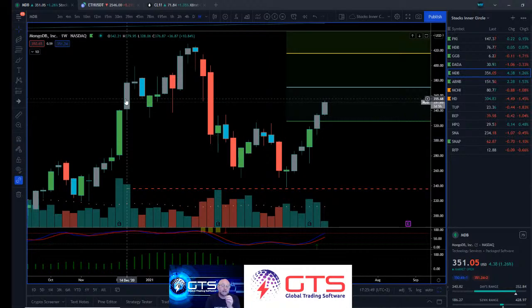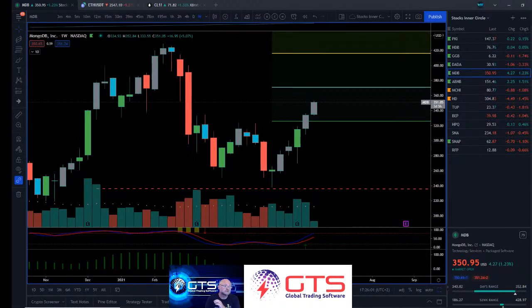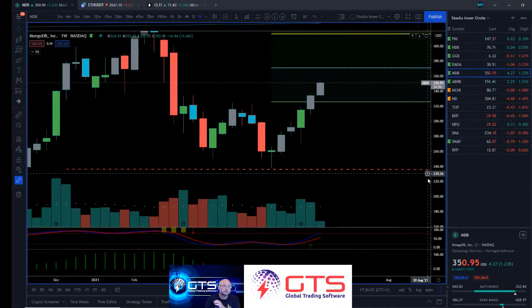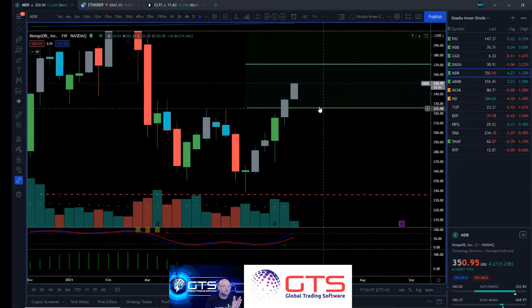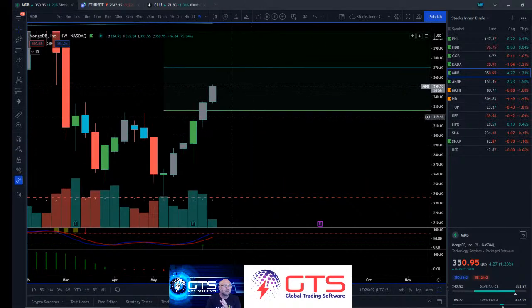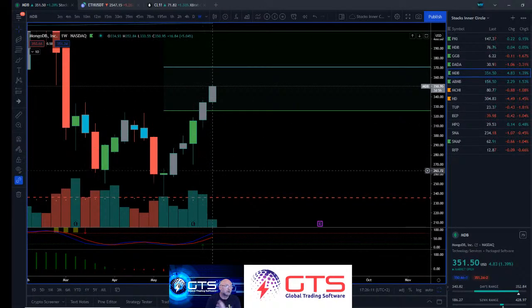Grey is an up candle but with lower volume, so the juice may be running out here. The red candle is distribution, so it's increasing volume to the downside. Now when we go to those candlestick patterns that we just went through, this is the NDB on the weekly time frame. I'm swing trading this right now, my entry is on this green line here.